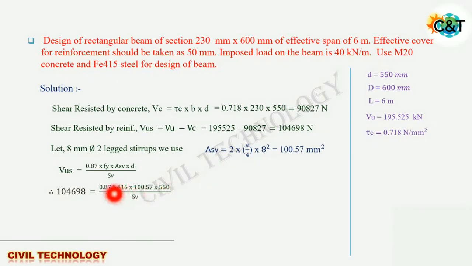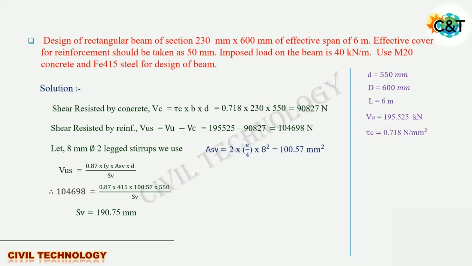Just put down all the values and you will get the Sv value. Sv is the spacing of stirrups. Sv we get as 190.75 mm, which means we have to provide our 8 mm dia stirrup at 190 mm center to center spacing. This is the minimum spacing that we have to provide.